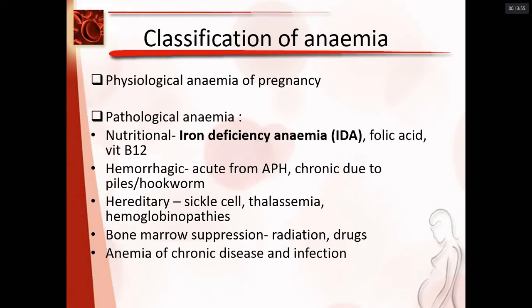Radiation or drug-induced bone marrow suppression may also lead to pathological anemia. And another is the anemia of chronic diseases like tuberculosis and even other infections like malaria and Kala-Azar.